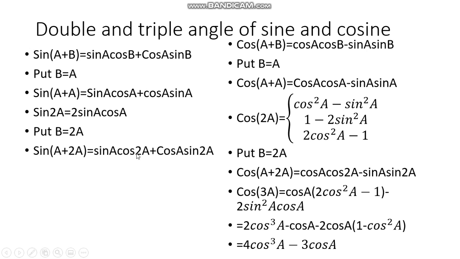The sin 3a formula, you find out by substituting cos 2a and sin 2a. Remember, for cos 2a, you have to put the second formula, which is in terms of sine.